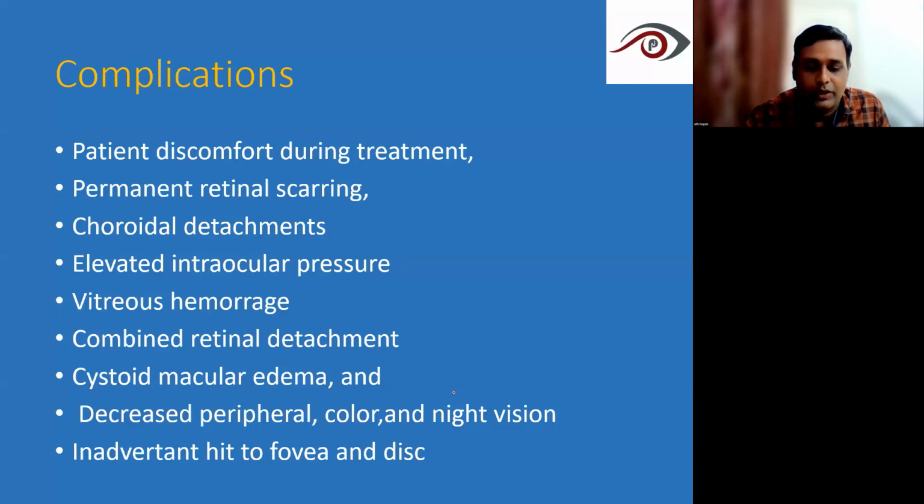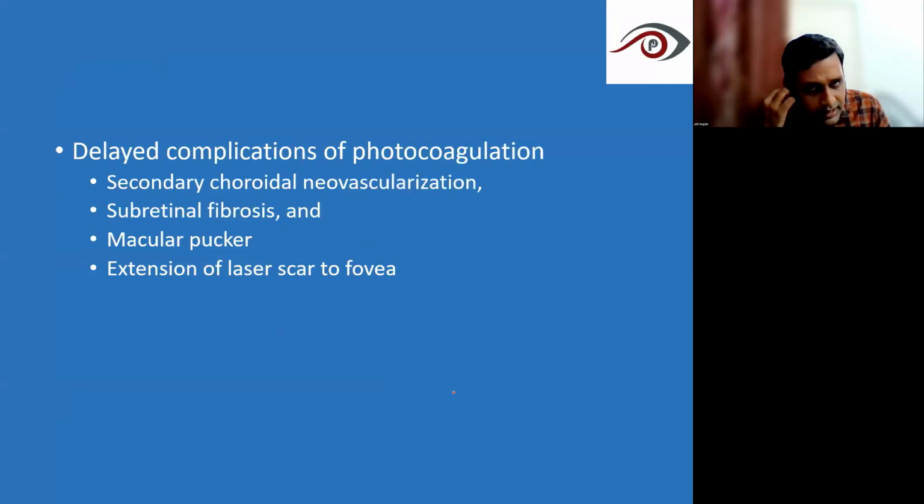And at certain times you can hit the fovea and the patient can have a sudden decrease in vision. There are also delayed complications: if you keep the power higher and hit Bruch's membrane, and there is a Bruch's membrane rupture, they can develop secondary neovascularization. If you're doing extensive laser, the inflammation can cause epiretinal membrane and fibrosis. And with grid laser, over a period of time the scars extend, and this extension, this atrophy, can involve the fovea and cause a decrease in vision.